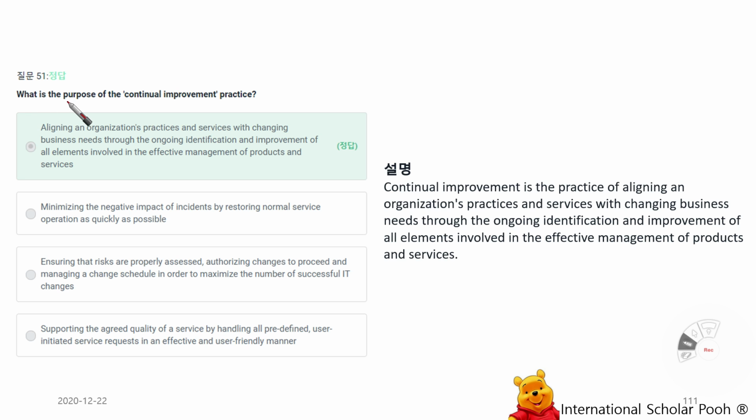What is the purpose of the continual improvement practice? Aligning an organization's practices and services with changing business needs through the ongoing identification and improvement of elements involved in the effective management of products and services. Continual improvement is the practice of aligning an organization's practices and services with changing business needs through the ongoing identification and improvement of all elements involved in the effective management of products and services.